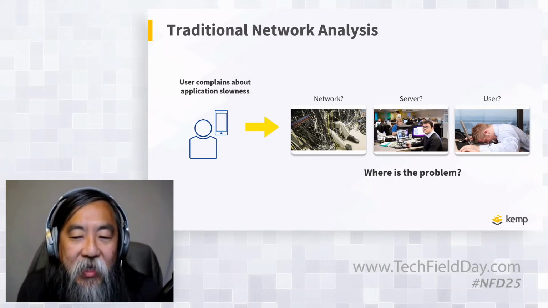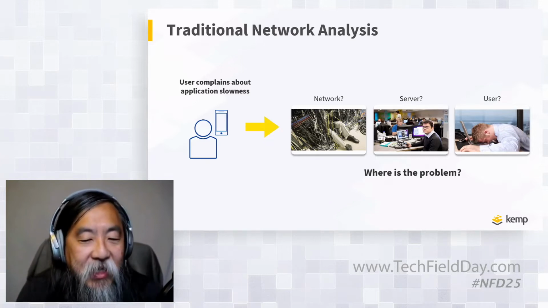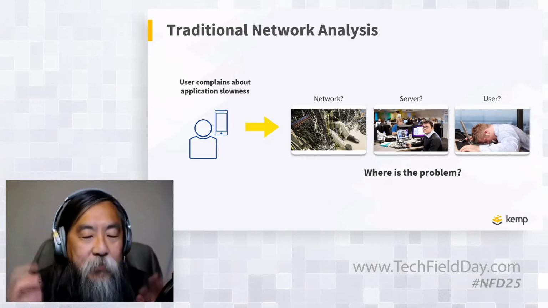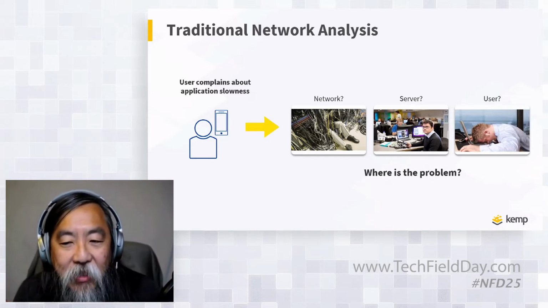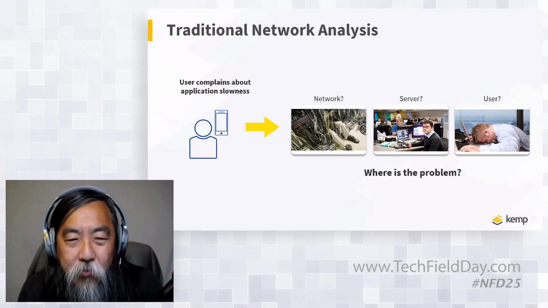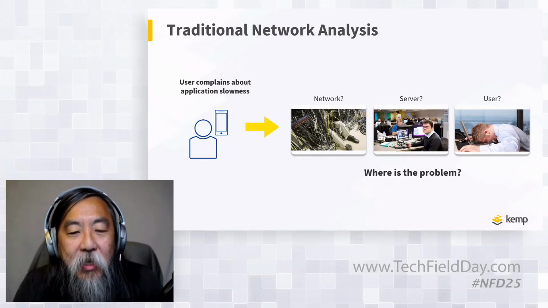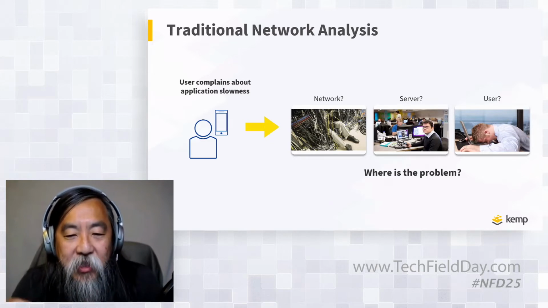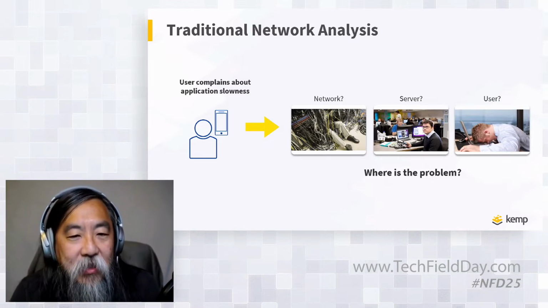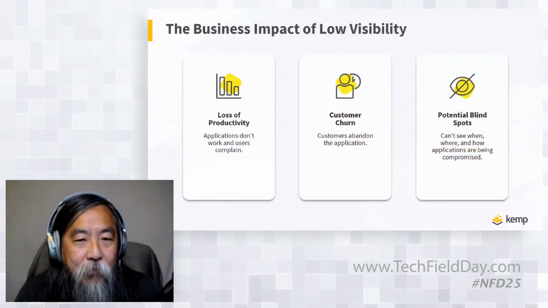You know what? Ultimately, it might be the user. I have too many applications open on my phone. I'm in a bad spot. I'm on a bad Wi-Fi hotspot. It could be my fault. So how do we change this paradigm to get to the point where we can quickly and easily and effectively fix these problems? And there's a huge impact with this.